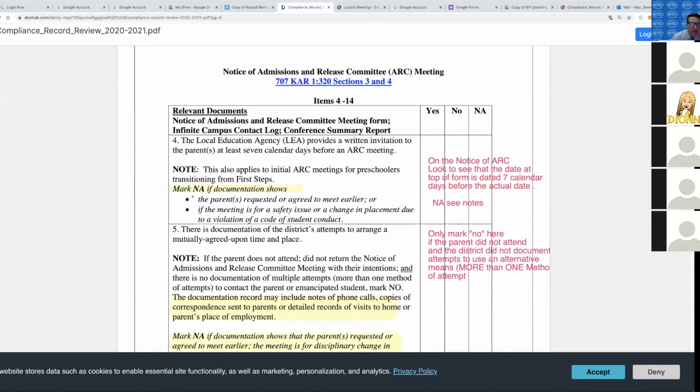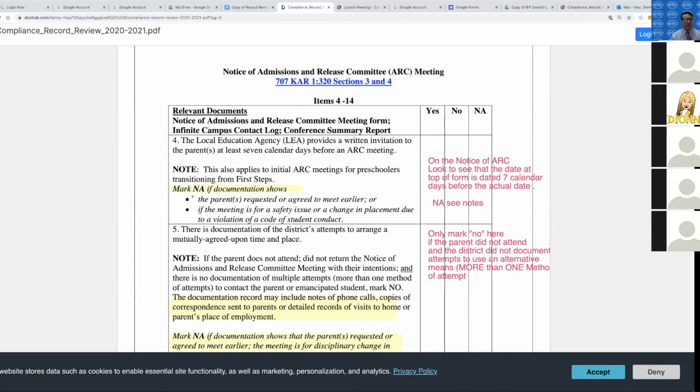Provides a written invitation to the parents at least 7 calendar days before an ARC meeting. So out there in annotation in the red, I have on the notice of ARC, look to see that the date at the top of the form is dated 7 calendar days before the actual date of meeting. So there's two dates on that. There needs to be a 7 calendar day gap. There's some exceptions to this.